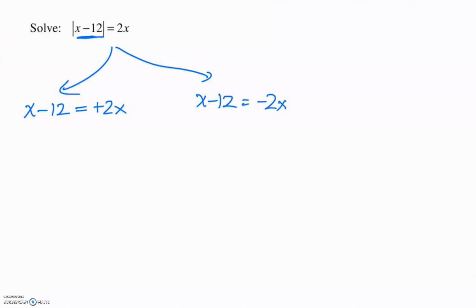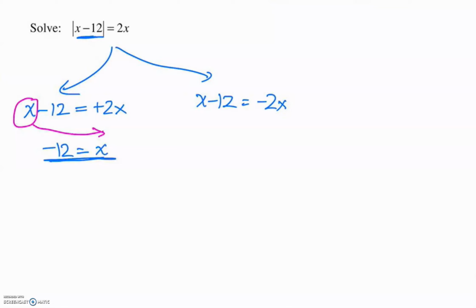When we solve this, we would want to get x by itself. Generally, when we have x on both sides, we want to move the smaller one. So I'm just going to move that x. Negative 12 equals, well, when I move that x, I'm really subtracting it from both sides, so 2x minus x would be just x. So there I actually have x by itself.